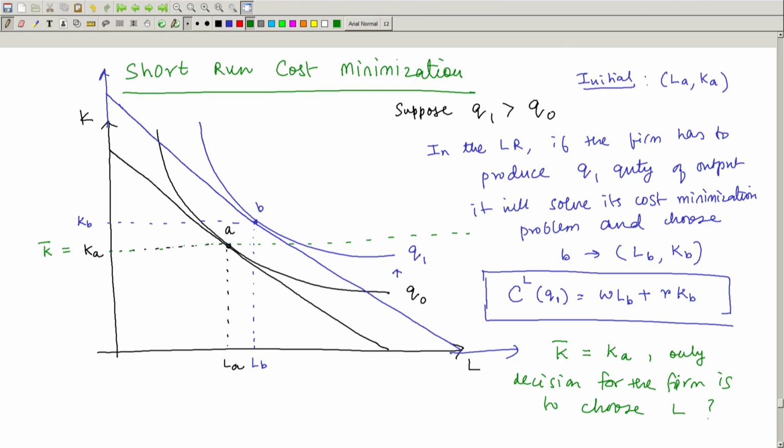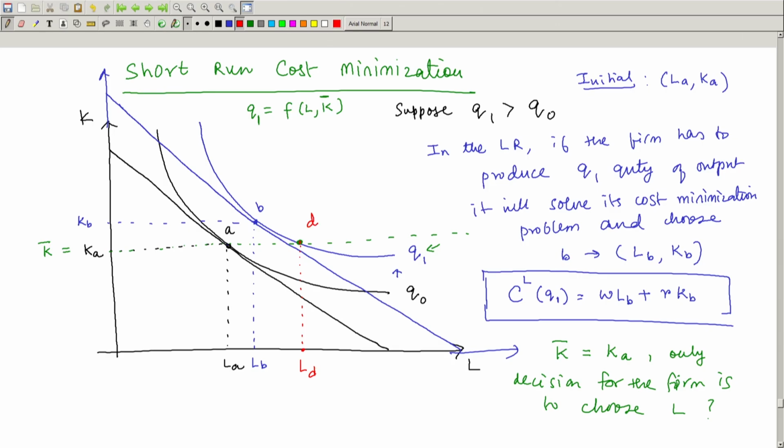Now, if the capital is fixed at K bar and you want me to produce Q1 quantity of output, well, essentially this is going to be some production function, Q is equal to f of L, K, right? And you have fixed capital at K bar and you want me to produce Q1 quantity of output, then the amount of labor that I must use must be this point, right. So, recall the labor capital combinations must be points on the isoquant. So, let us call this L_D, this is the point D, right.